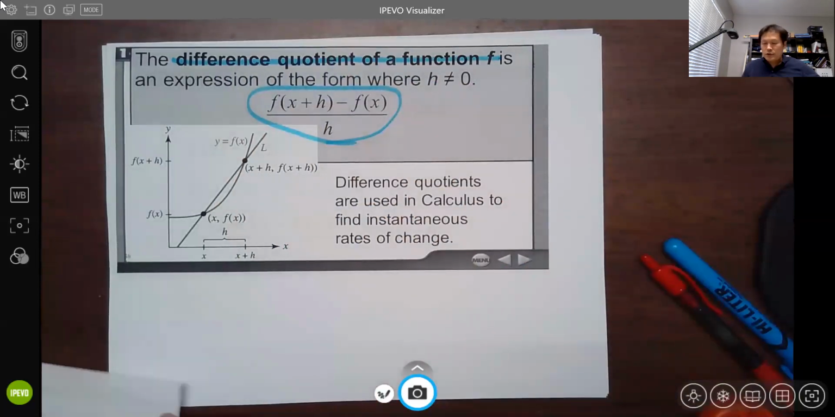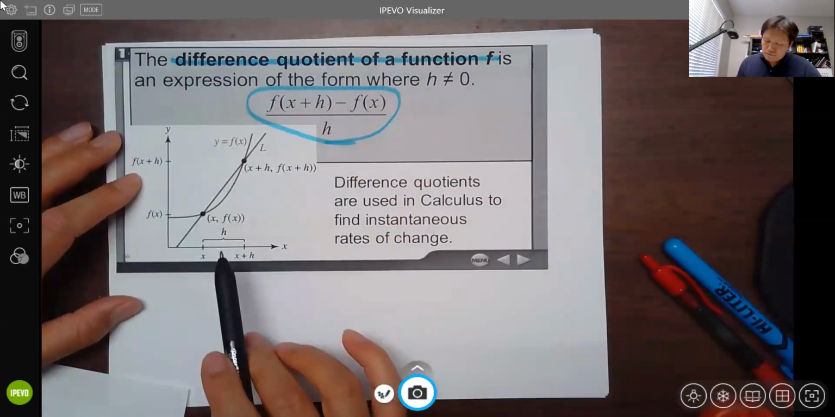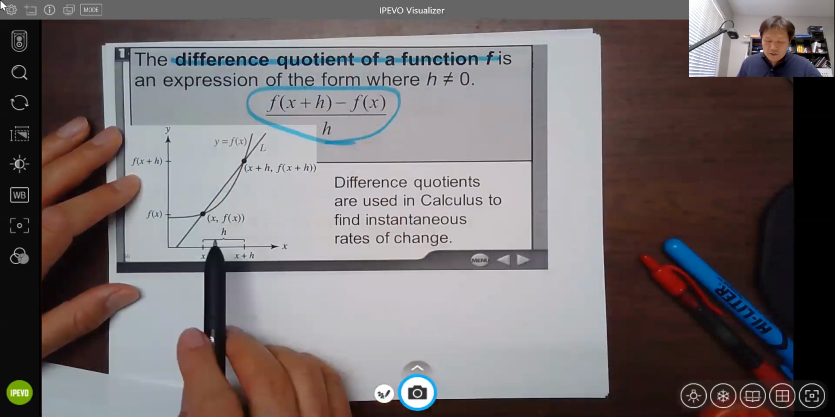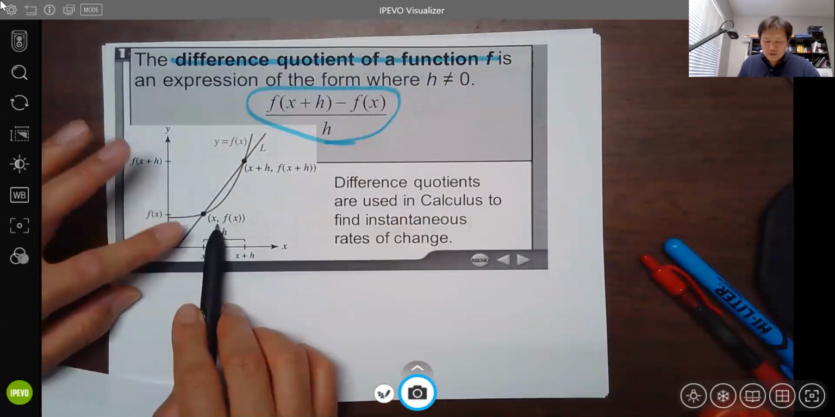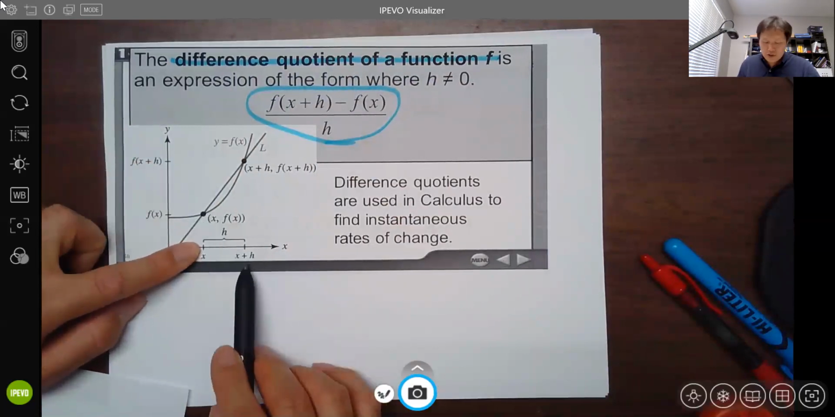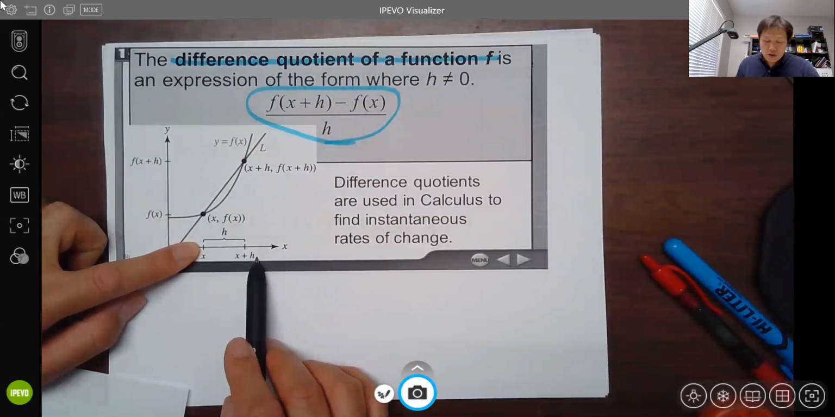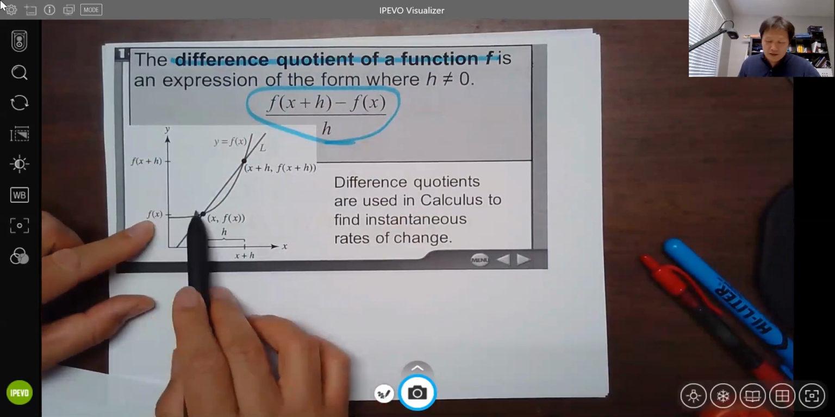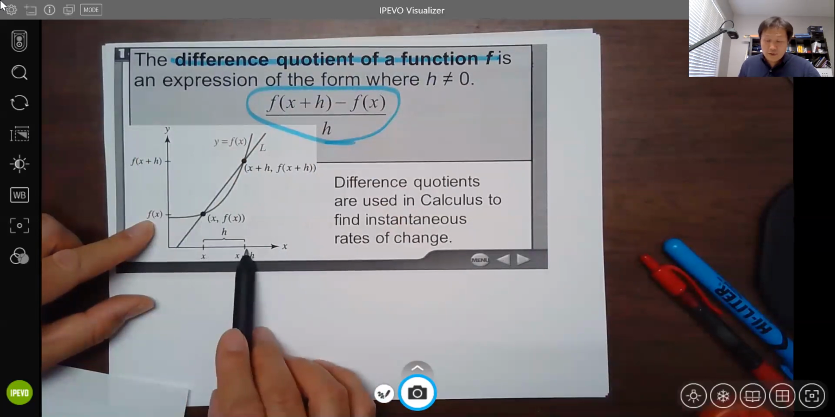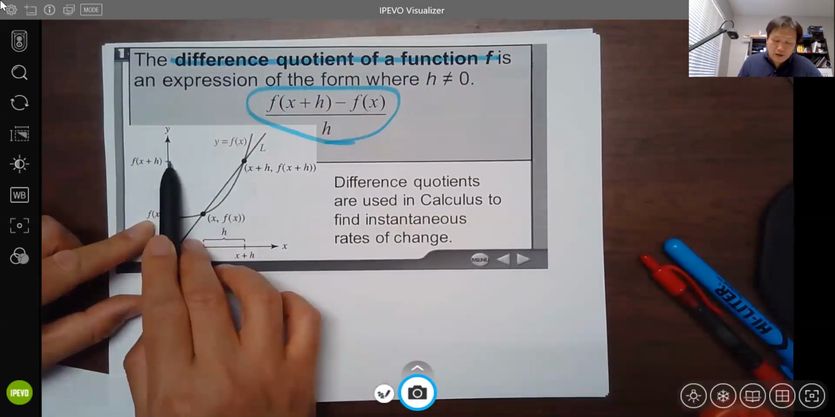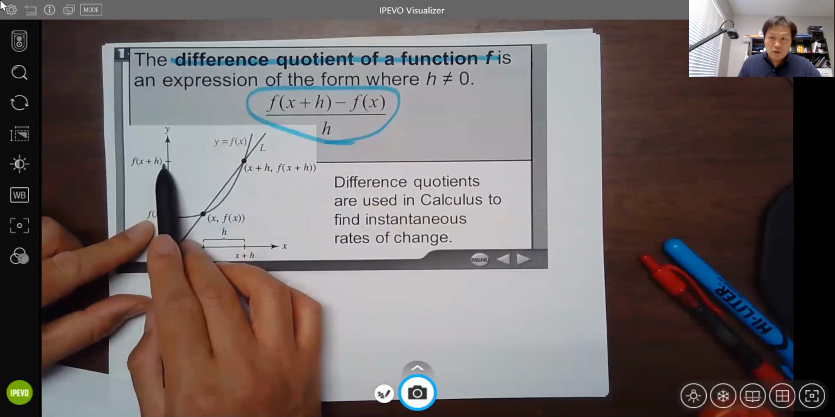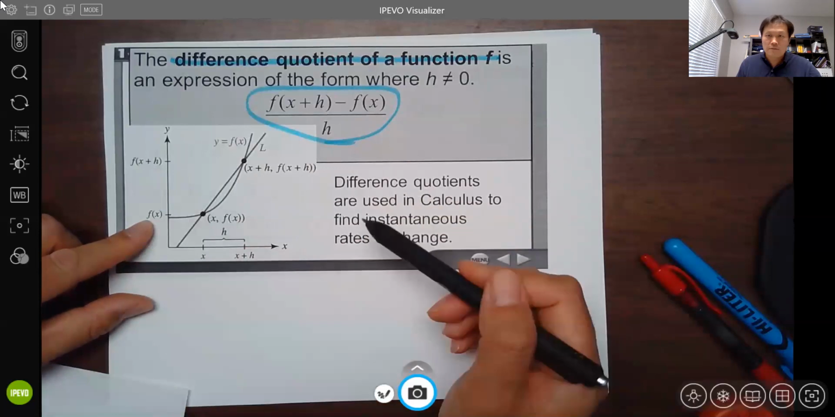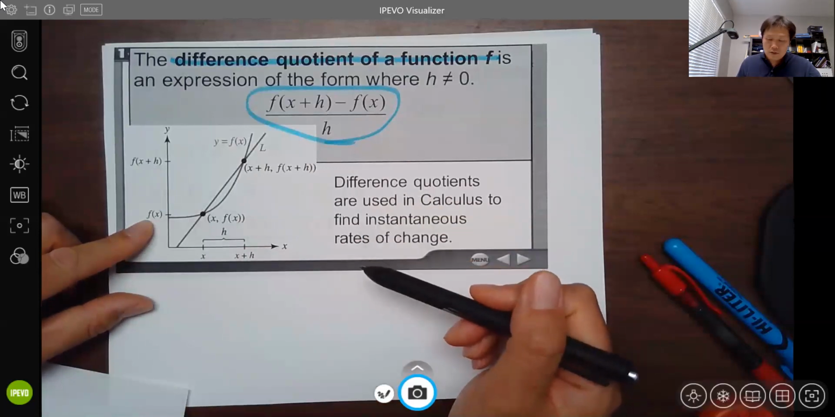So conceptually, this is the same as a slope, rate of change. There's a point x here. If you go to the right by h, we can consider it as x plus h. Whatever the corresponding y value is, it's denoted as f of x. x plus h is the x value, and the corresponding value of y is f of x plus h. So it's basically x1, y1, x2, y2, and you're using the slope formula.